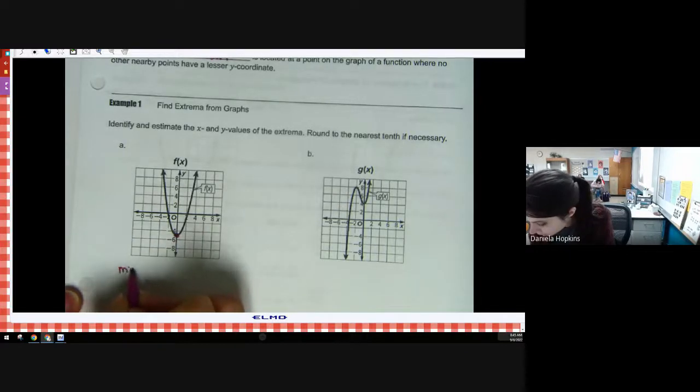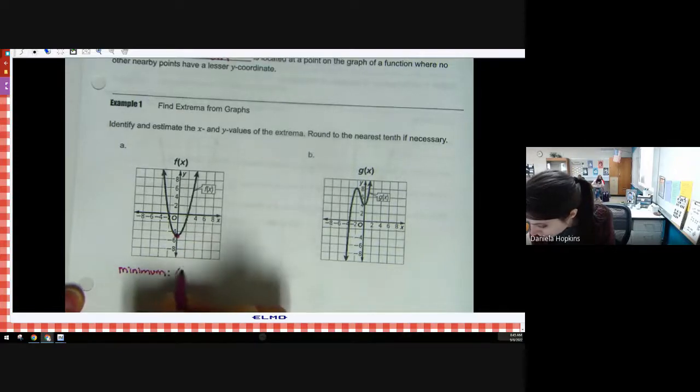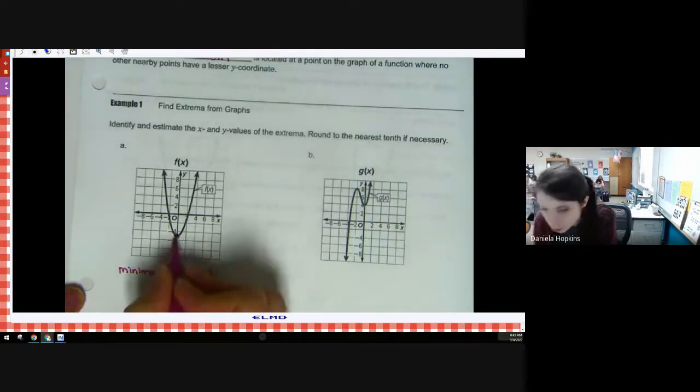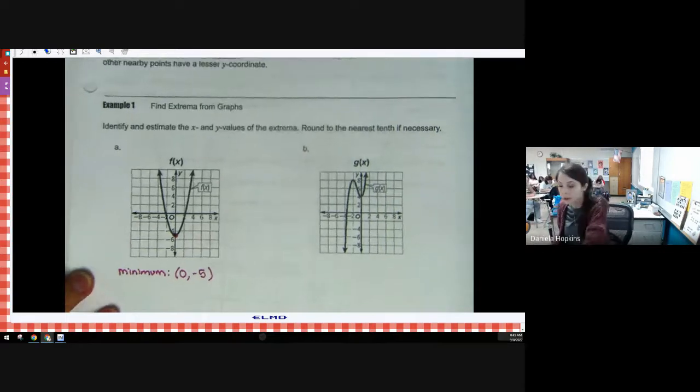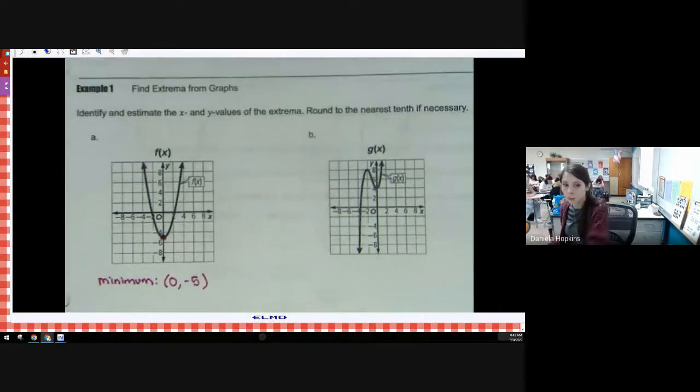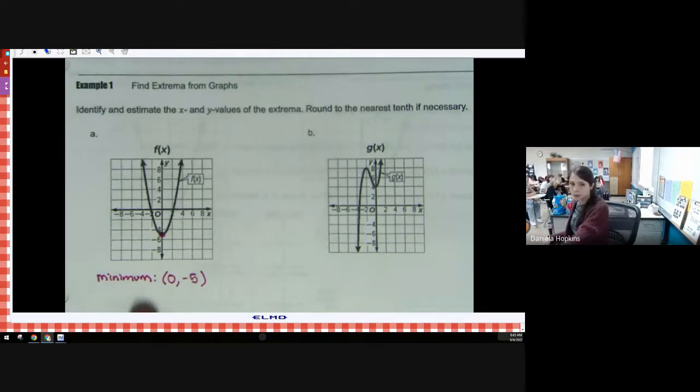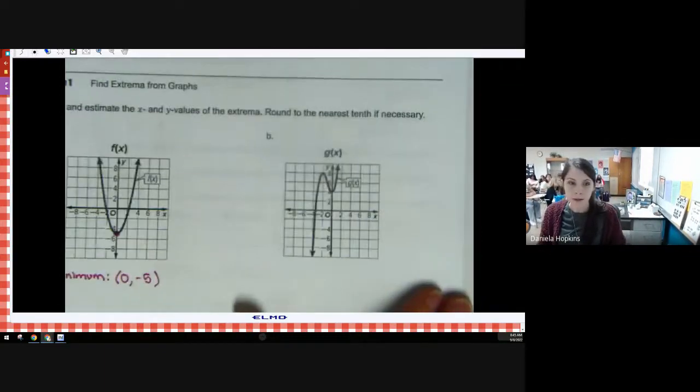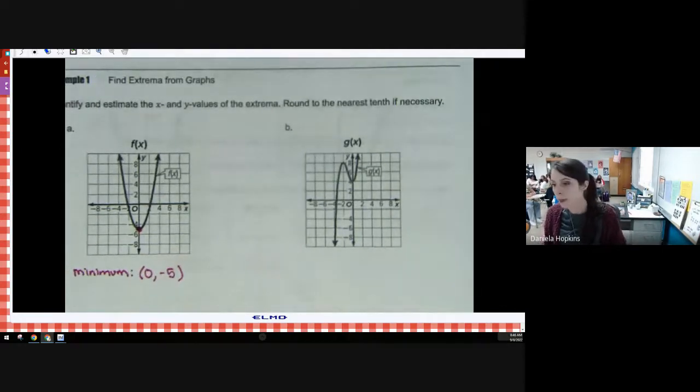So our minimum would be at (0, -5). It's counting by 2's and it's halfway in between. This is not a relative minimum. This is the minimum, or you might even hear it called absolute minimum, because there's nothing lower here. But if you look at part B, technically part B has no absolute maximum or absolute minimum, but it does have a relative maximum and relative minimum.